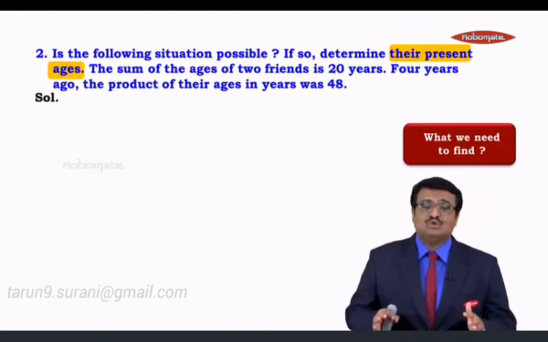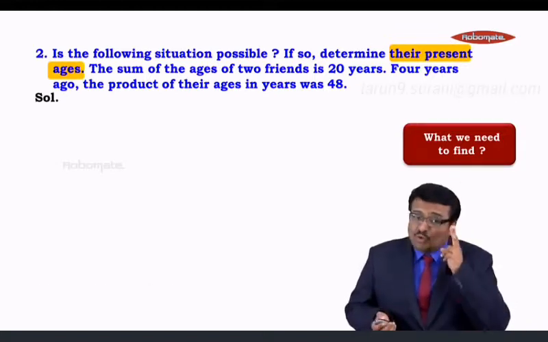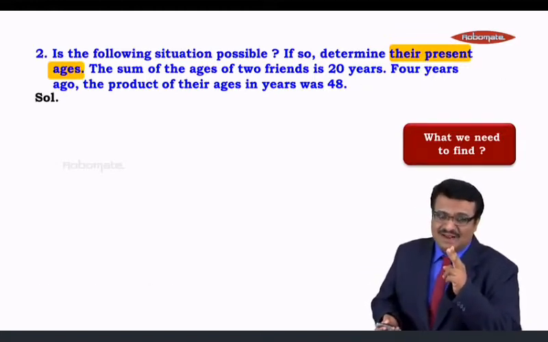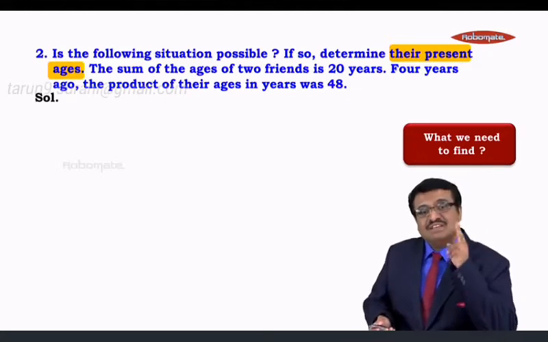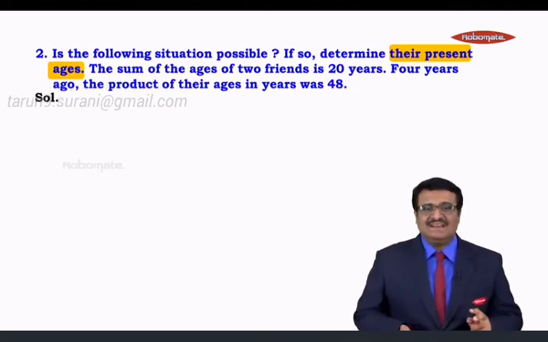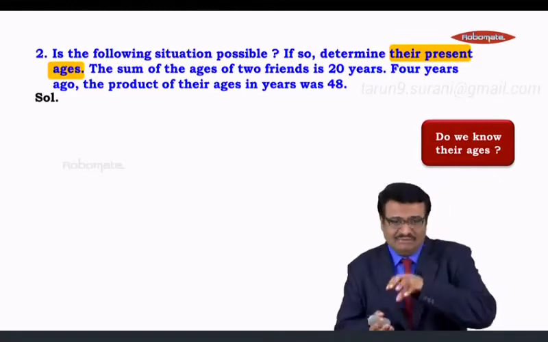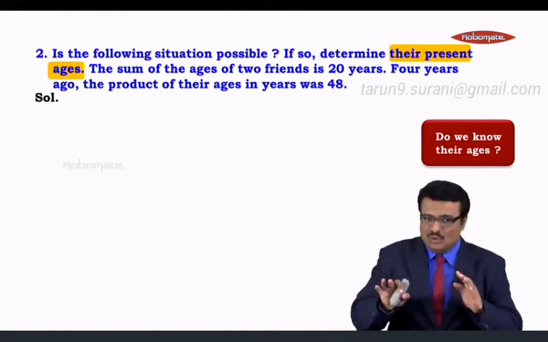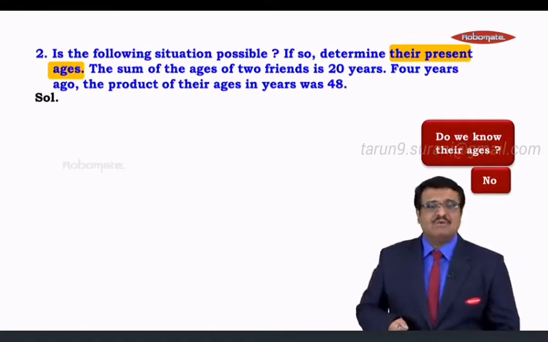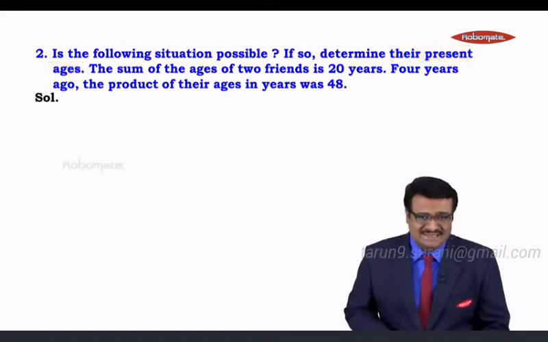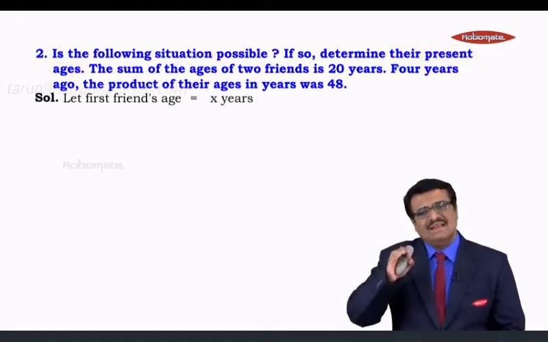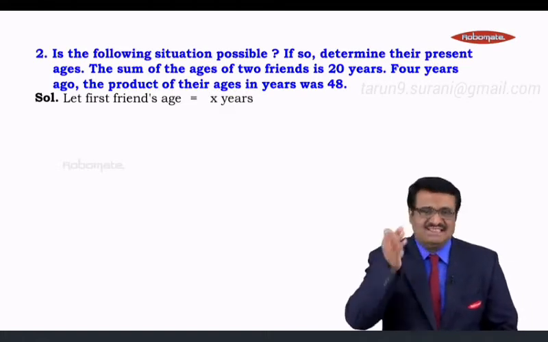Their present ages means whose present ages? There were two friends in this sum. We understood that. And we need to find the present ages of these two friends. Now, do we know their ages? Anywhere have they given the age of the first friend is so much, second friend is so much? No, we don't know their ages. So we have to take any one of them as x. Let the first friend's age be x years.